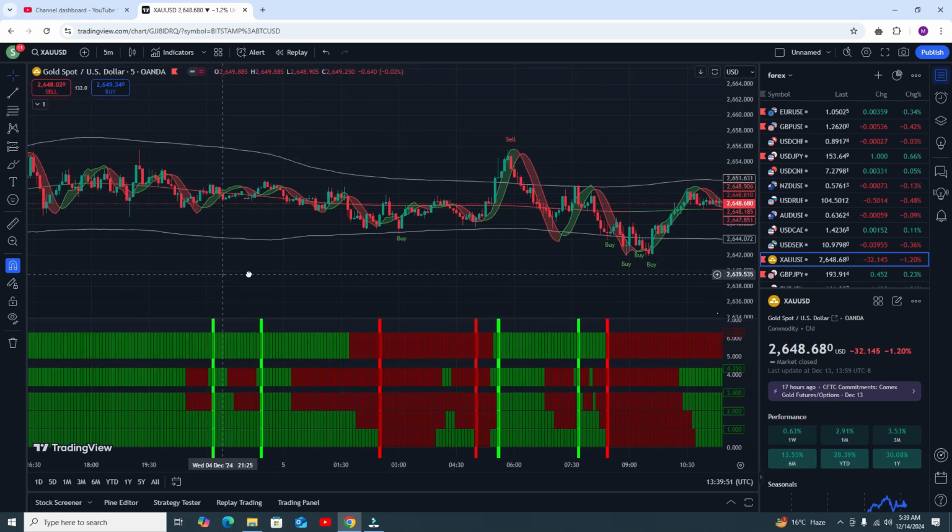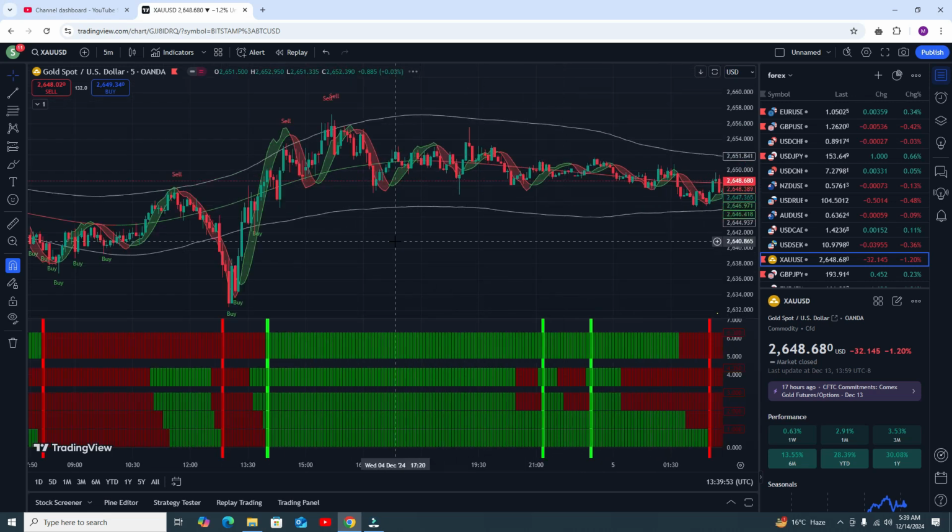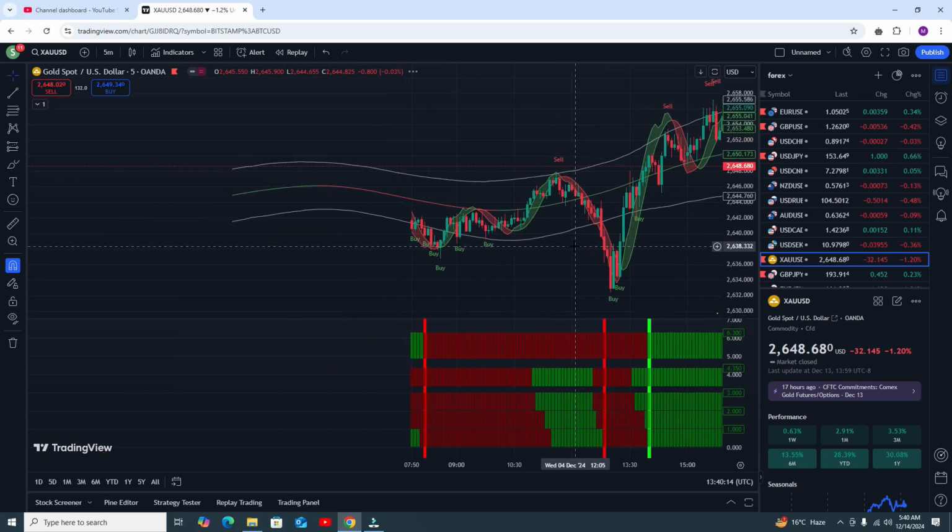Let me go for more examples. Now this one is actually a weak sell signal, and you can see you got the profit here. Because in the weak signal we need to consider only this row, forget about this one. Just watch this one, and you will definitely get the profit.